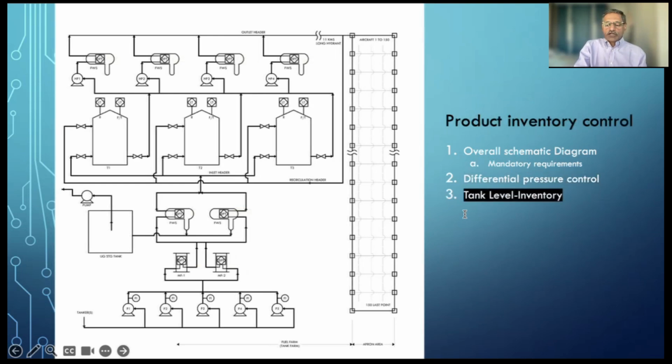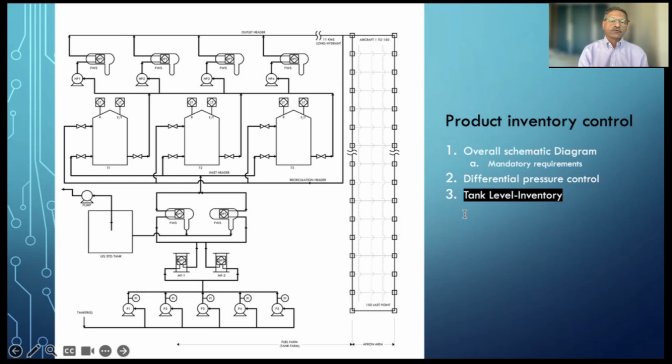The next part of this is the product inventory control. When you are pumping the product from the tankers into the tank, you also need to know how much product is there in the tank. So for that purpose, you will have a level transmitter.